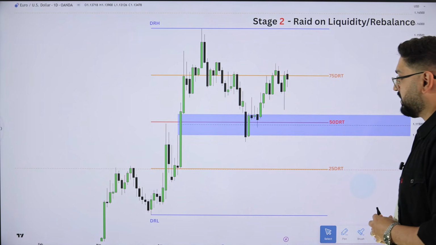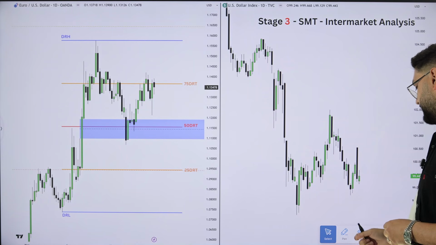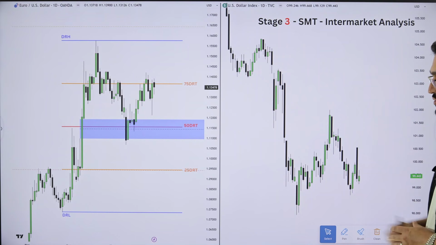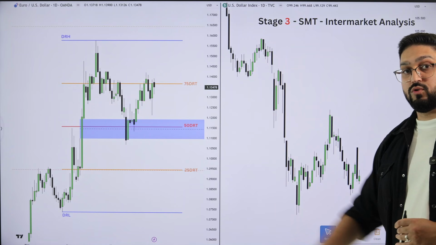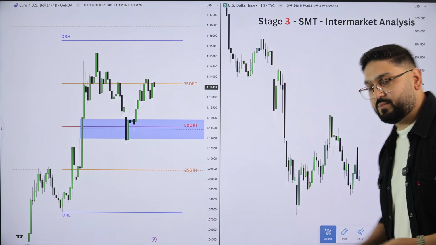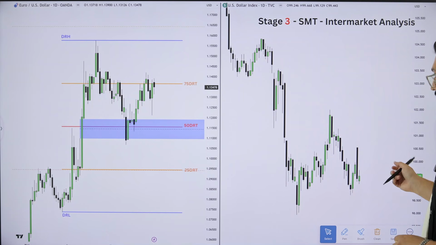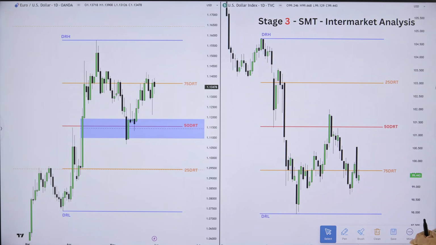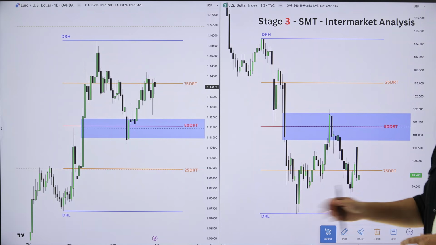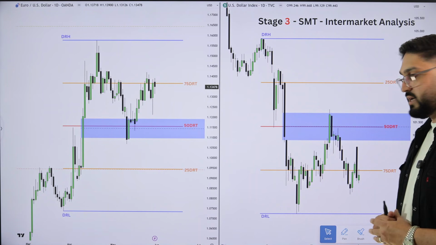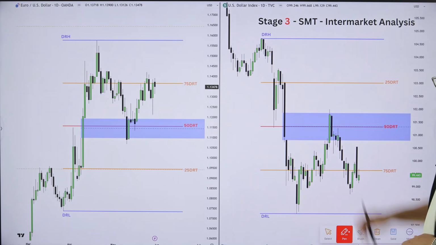Now, interestingly, if we pull up the dollar index, which is our correlated asset to the euro dollar, and again, this is inversely correlated, so as euro travels higher, we anticipate the dollar index to drop lower. Again, if we grade our entire dealing range here from our dealing range high to our dealing range low, notice that price runs higher inside of a type 1 dealing range in a bearish higher time frame market profile, and it fully rebalances our fair value gap.